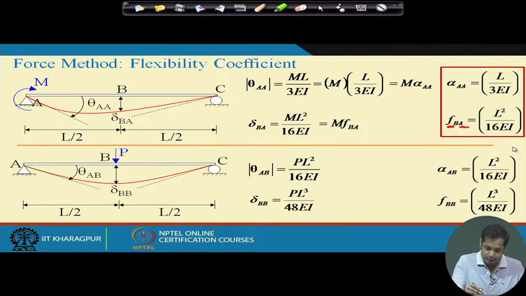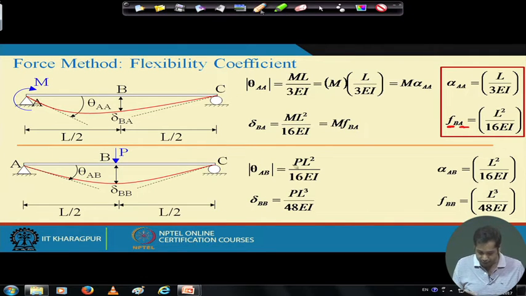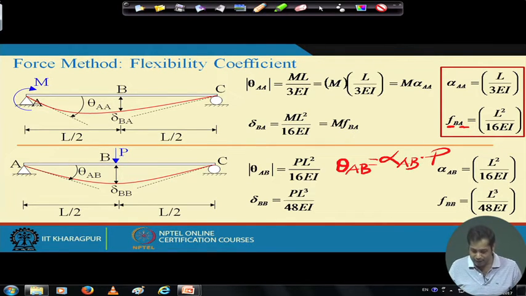So, in this case we can write that theta AB is equal to alpha AB into P. Okay. And similarly, we can write delta BB is equal to FBB into P. So, deflection is equal to flexibility coefficient multiplied by the load. Okay.